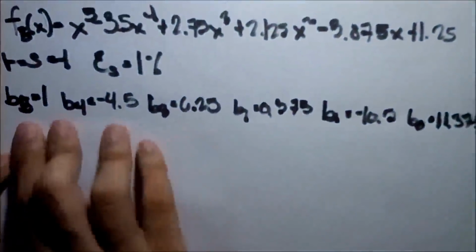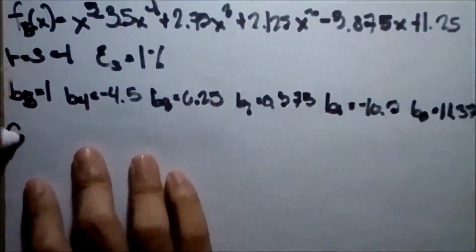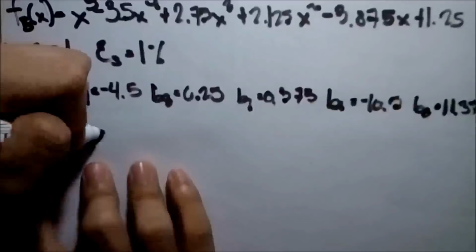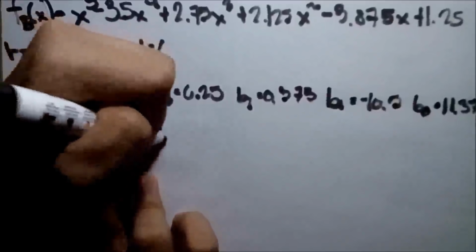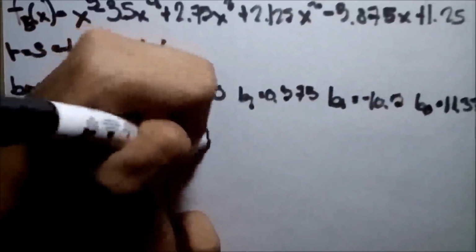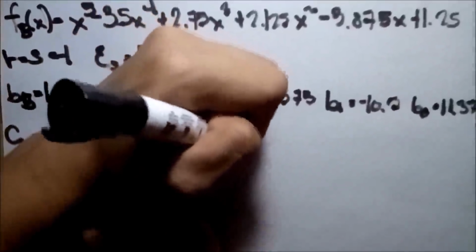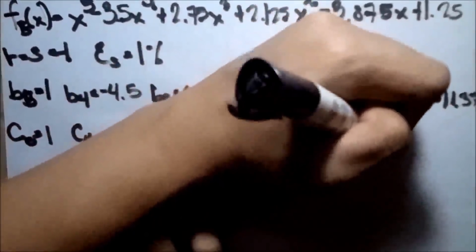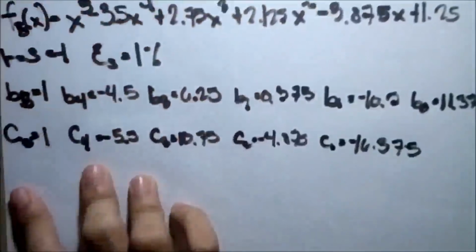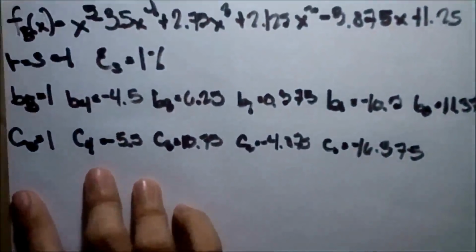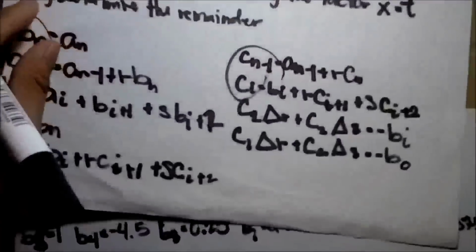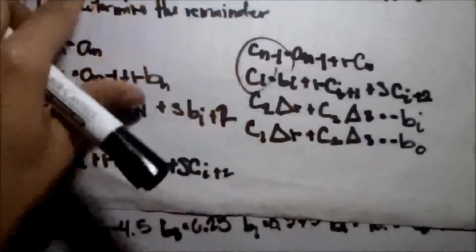Next, as we get this answer, let's get the c values. c sub 5 equals 1. c sub 4 equals negative 5.5. c sub 3 equals 10.75. c sub 2 equals 4.875. And c sub 1 equals negative 16.375. We get these answers based on the formulas given earlier. We just substitute the suitable values in these equations.